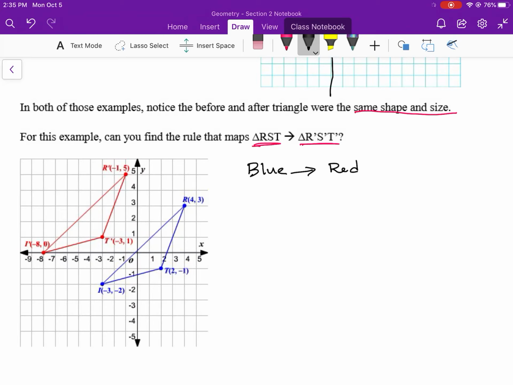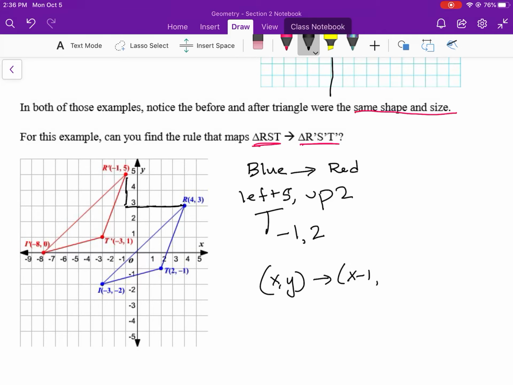Looks like I went to the left. Let's see, 1, 2, 3, 4, 5. Looks like I went left 5, and then it looks like I have to go up 1, 2. Okay, so the left 5 means -5, up 2 means +2. So you can do this and put a giant T there, or you could say x comma y goes to x minus 5 comma y plus 2. Either of those are just fine and dandy.